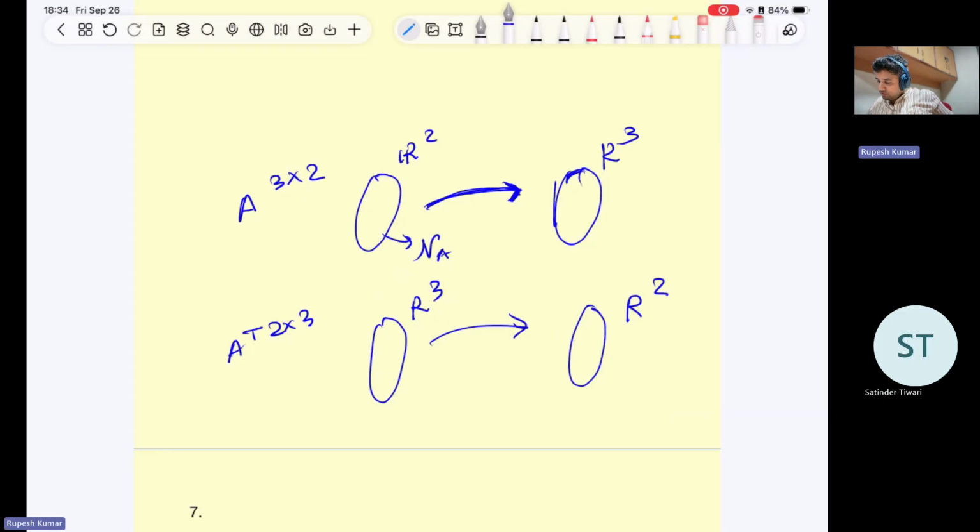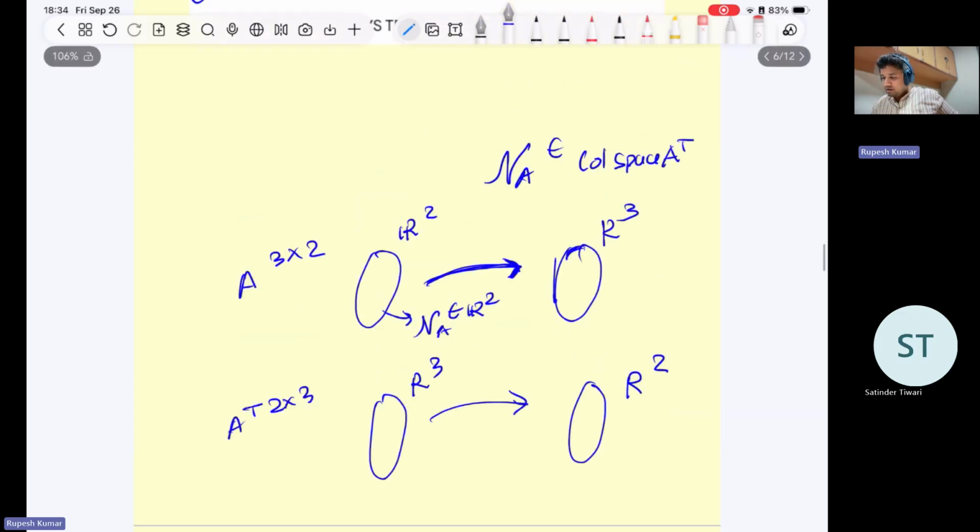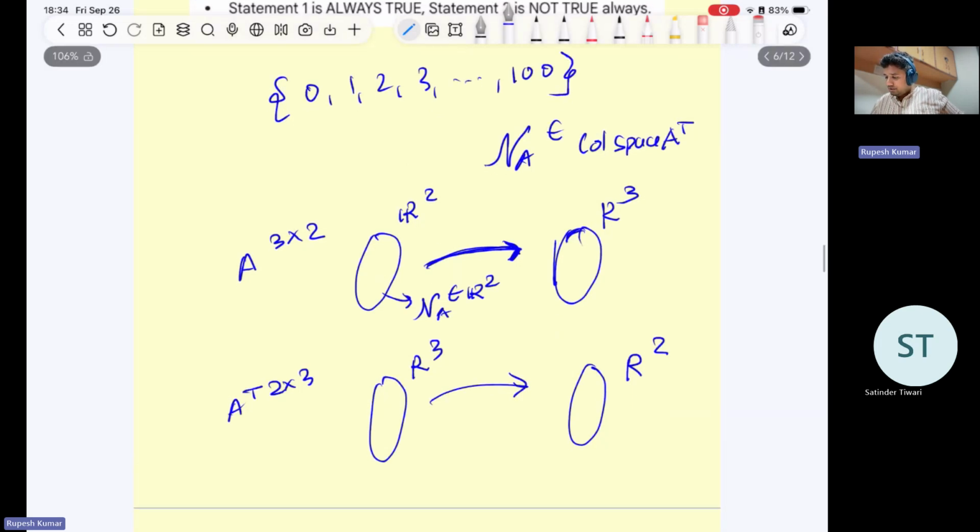Since this belongs to R2, this essentially means that you can always say that the null space of A belongs to the column space of A transpose. Do you agree with this? Let's say I have a set that looks like this: 0, 1, 2, 3, up to 100. Let's call this set A. Then one is a subset of A, and I can always say that two is a subset of A, right?